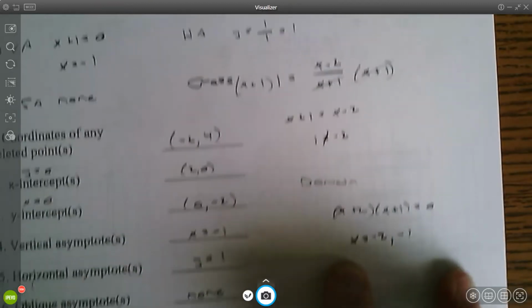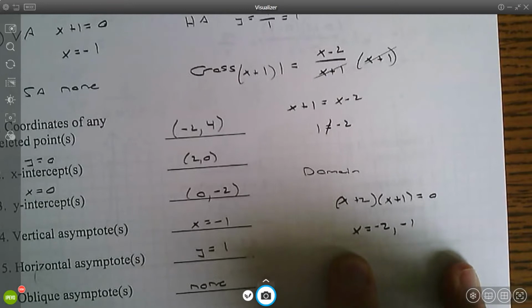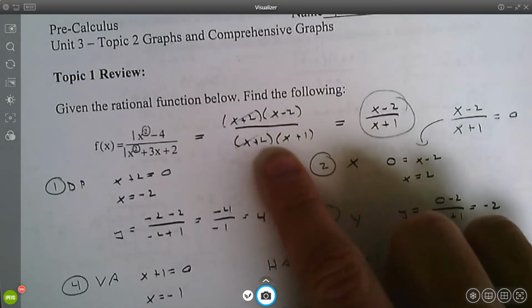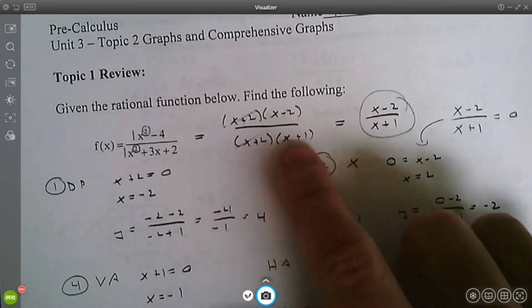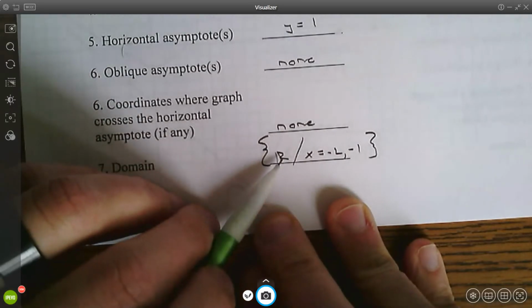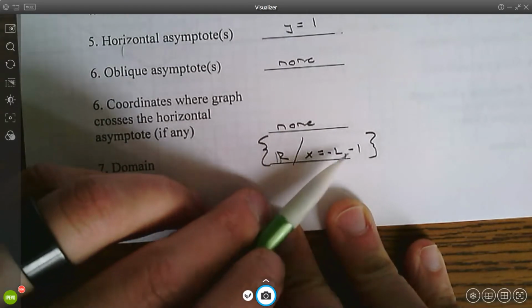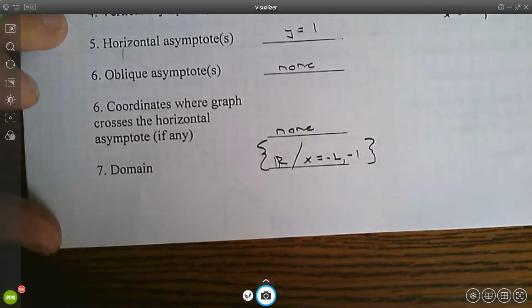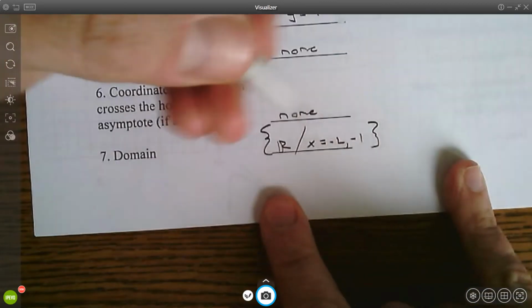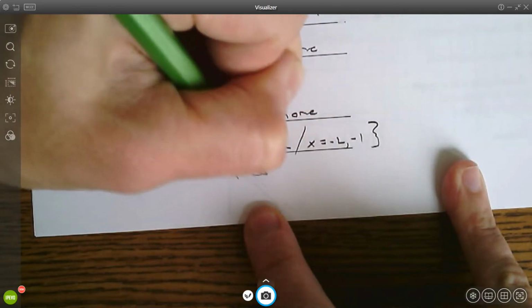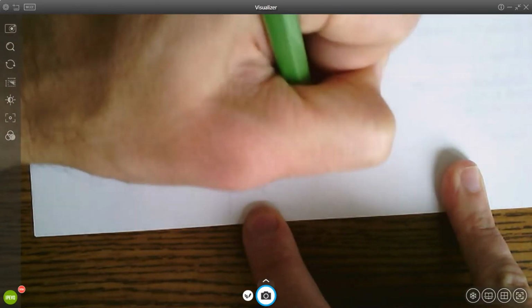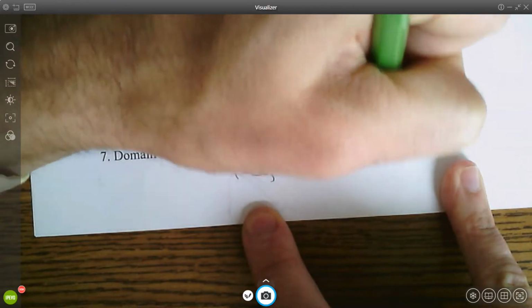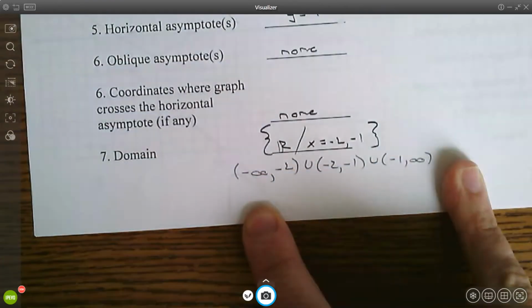And for domain, we're looking for all values where the denominator was equal to 0. So you're going to take your original denominator, not the simplified, and set those factors equal to 0 and solve. And you're going to get all real numbers except -2 and -1. If you prefer to write this in interval notation, it would be -infinity to -2 in union with -2 to -1 in union with -1 to positive infinity.